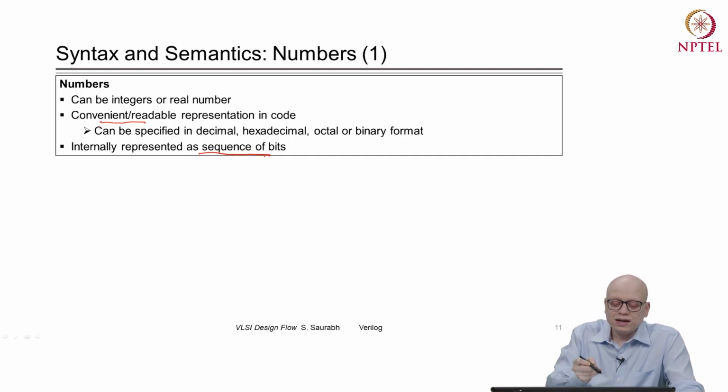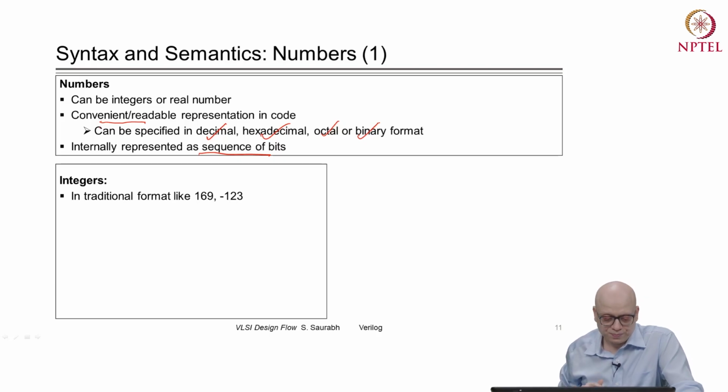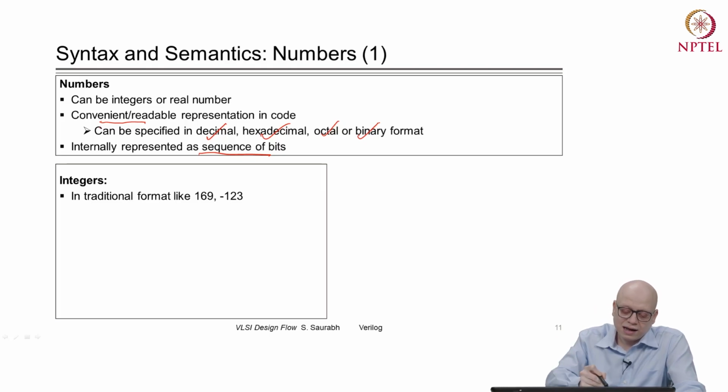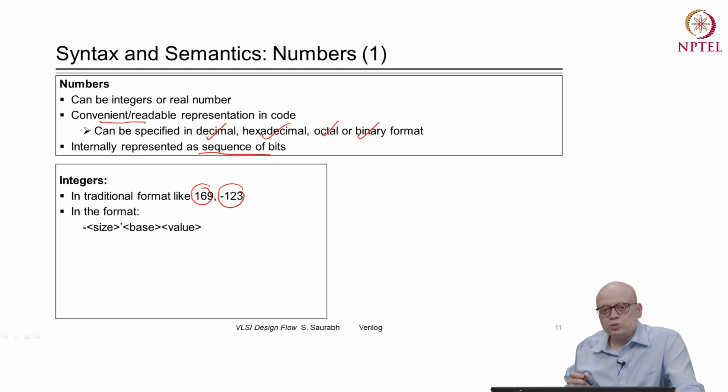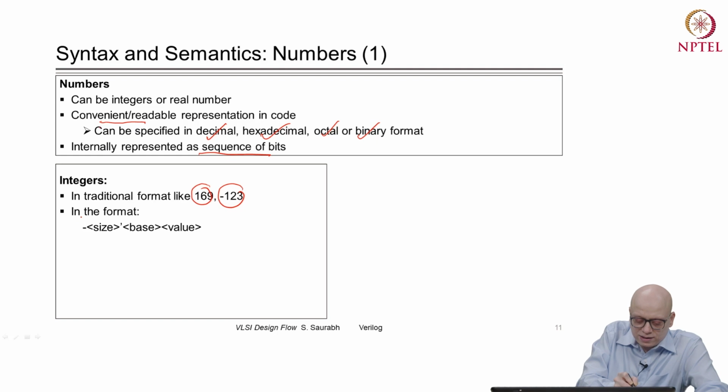When we write, we can use decimal notation, hexadecimal, octal, or binary, any format we can use for integers. But the tool internally will convert it into a sequence of bits. We can write an integer in the traditional format, like 169, -123 and so on. This is allowed. Or if we choose to define the base and size and other things, we can use this other format.